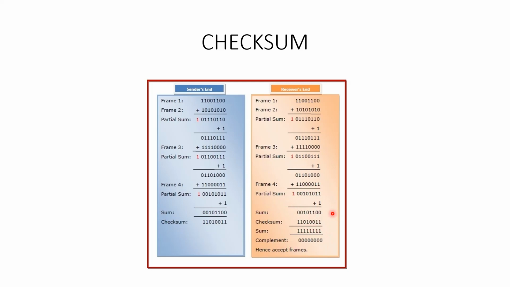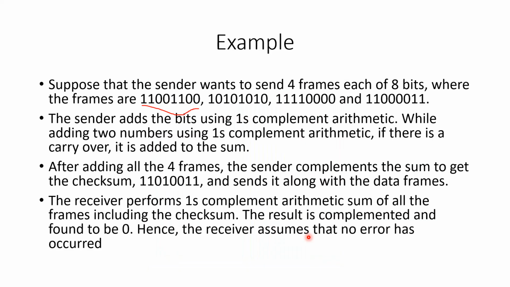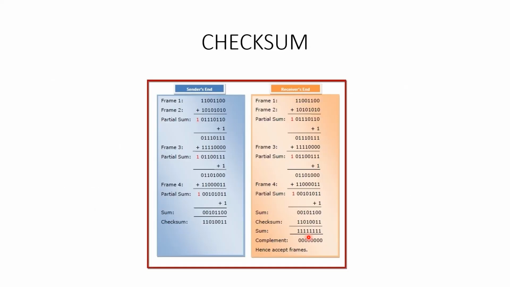The complement has to be 0, then only the data frame is correct. If it is not 0, that means some bit has been changed. So this complement will not come as 0 0 0 0, which means there is some error. So this is the procedure to detect the error in checksum using the checksum value.